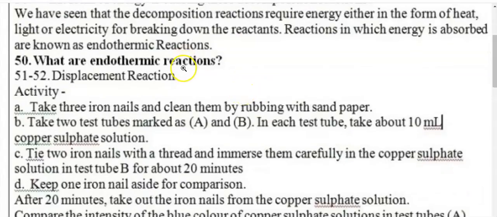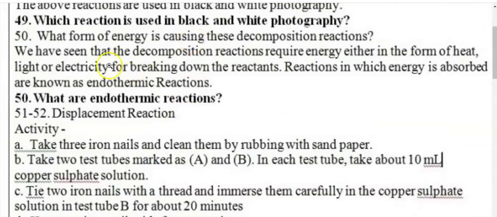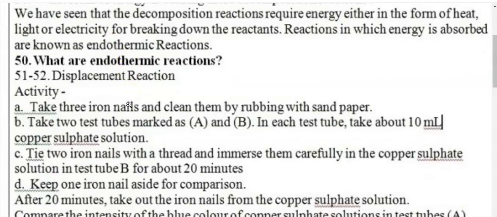What are endothermic reactions? Those reactions where heat is absorbed for the reaction to take place. For all these three, in the first case, heat is absorbed. In the second, light gives heat, and in the third, electricity is giving the heat. So whenever heat is absorbed, it is called an endothermic reaction.